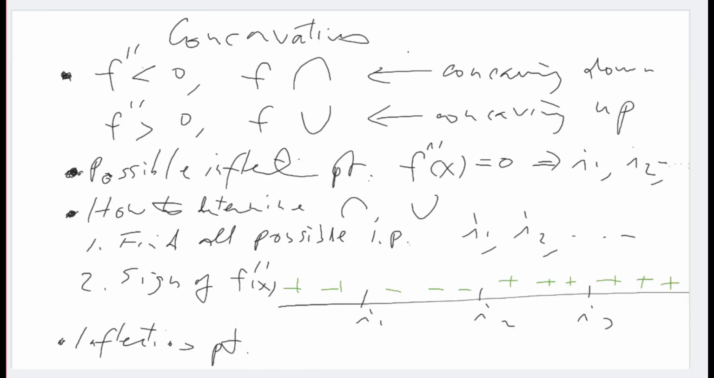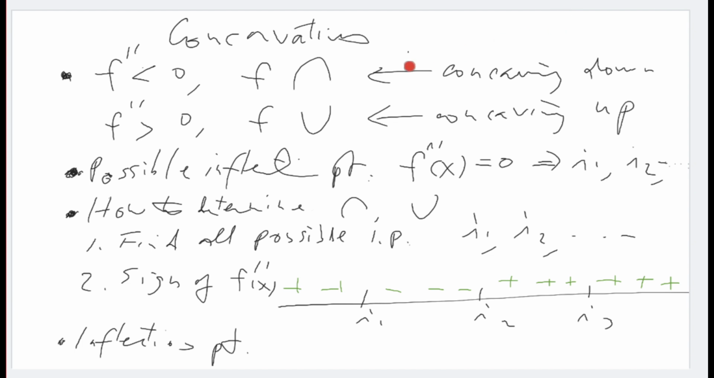Okay, so next we're going to discuss concaving structure, or concavities, of a function. Now the result. This is based on the second derivative again. The result says basically if the second derivative is less than 0, the graph will concave down. What does it mean? It means the graph will bend down.